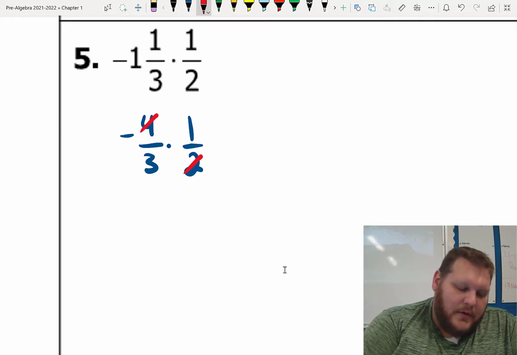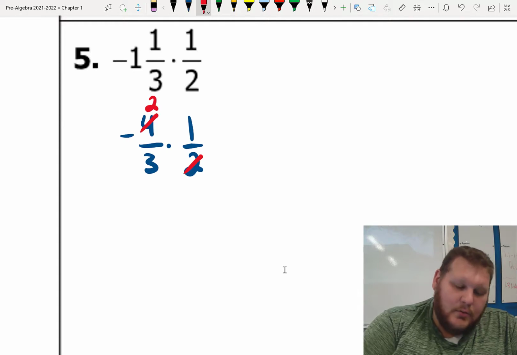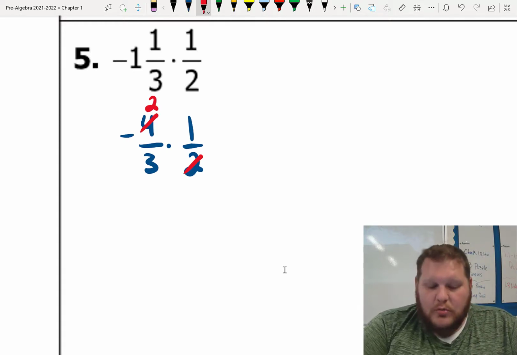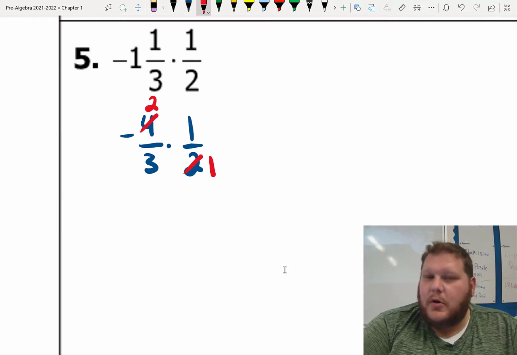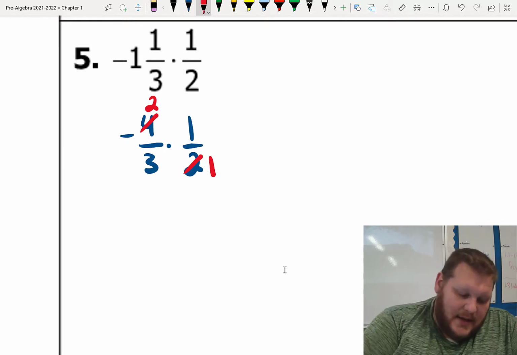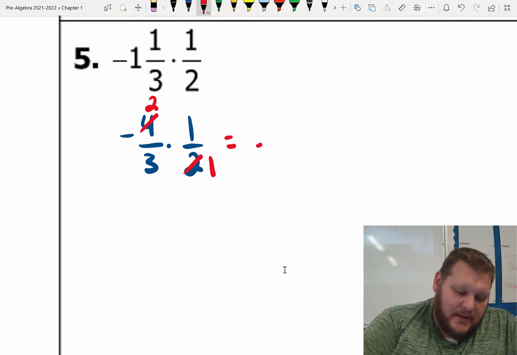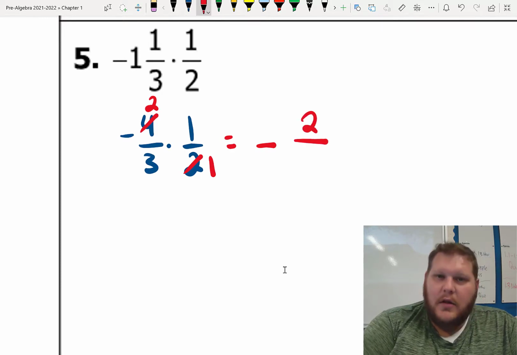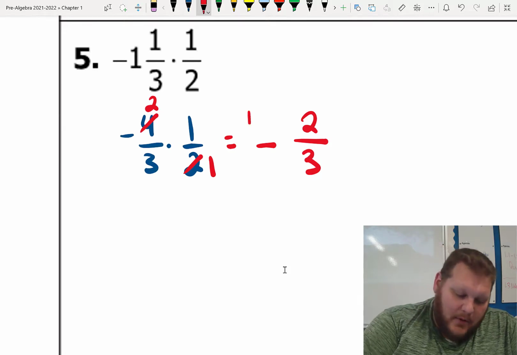So here, if both of those are divisible by 2, if I divided 4 by 2, I would get 2. If I got 2 divided by 2, that would leave me with a 1. So I'm just crossing out those numbers and rewriting what they reduce to at the end. Because then I can go ahead and multiply straight across. My negative is still going to be there because I had one negative. Up top, 2 times 1 is 2. 3 times 1 is 3. And that would be my answer.